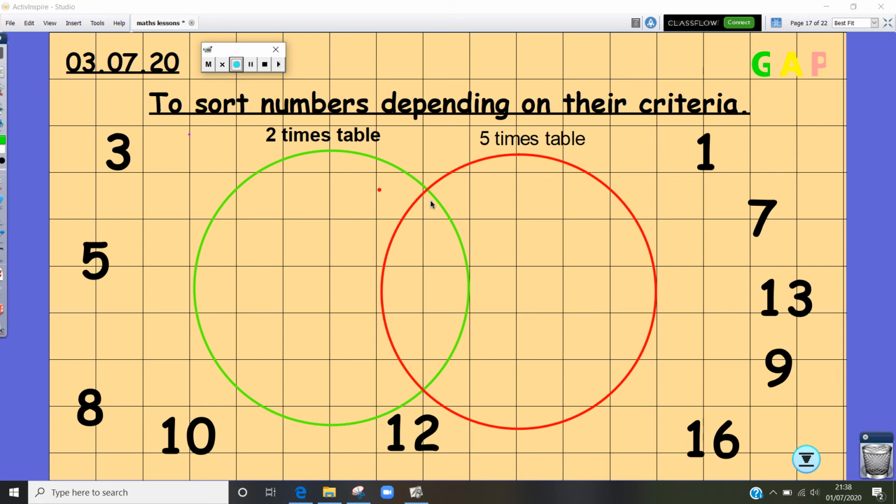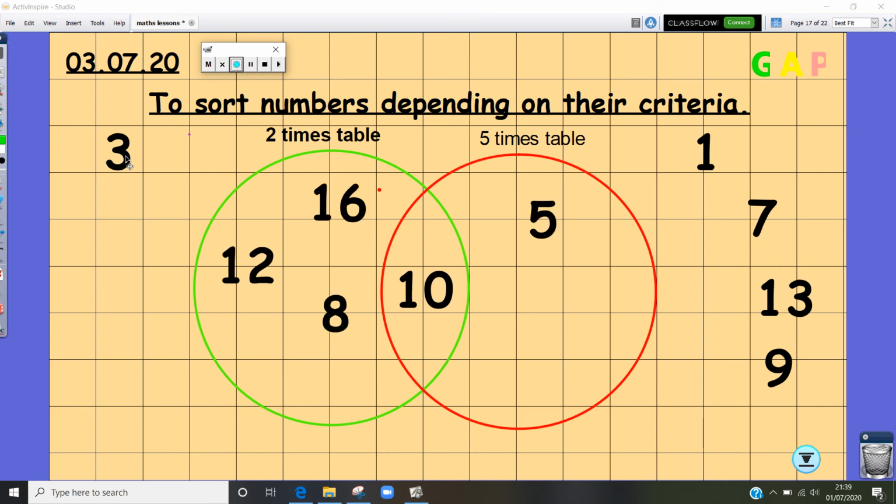There may be some numbers that are not in the circles. It's not a may, there will definitely be some numbers that you can't put in either this circle or this circle. If that's the case, just leave them around the outside. So pause the video now, have a go at sorting them into the Venn diagrams and see if you can put any in this centre overlapping circle, which are in both the 2 and the 5 times table.